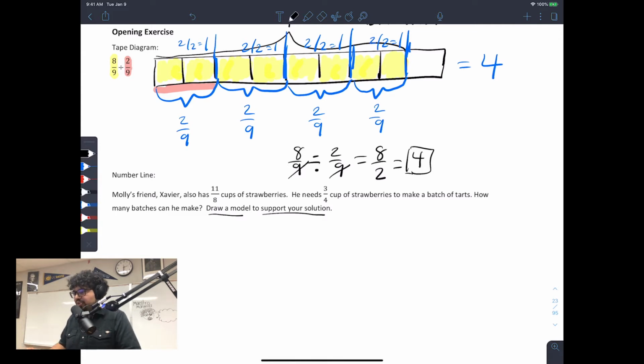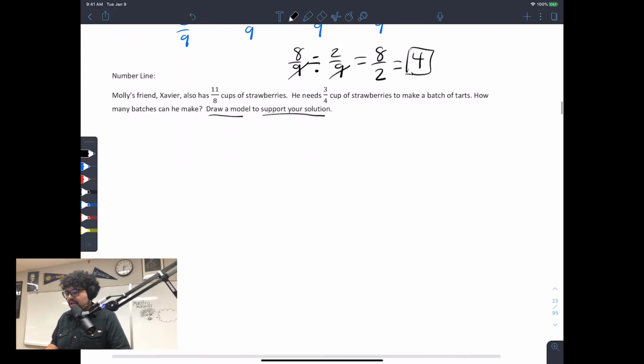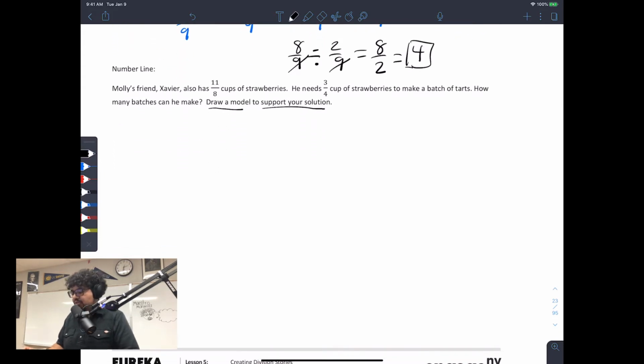Okay, so we're going to do both. We're going to do a tape diagram, and then we're also going to do a number line. Let's start with the tape diagram. The first thing we need to understand is that I have 11/8 cups of strawberries, and they need to be divided by 3/4 because it takes 3/4 of those 11/8 to make a batch of tarts. So the first step here is to make common denominators.